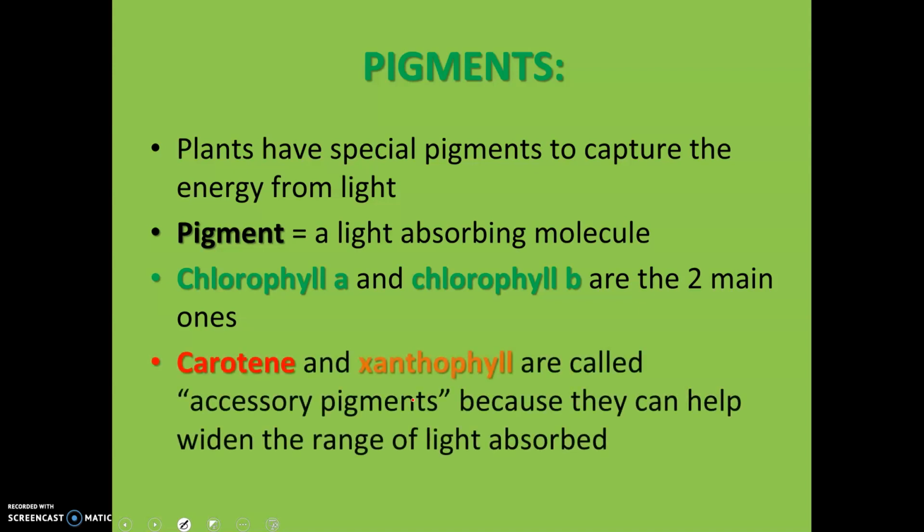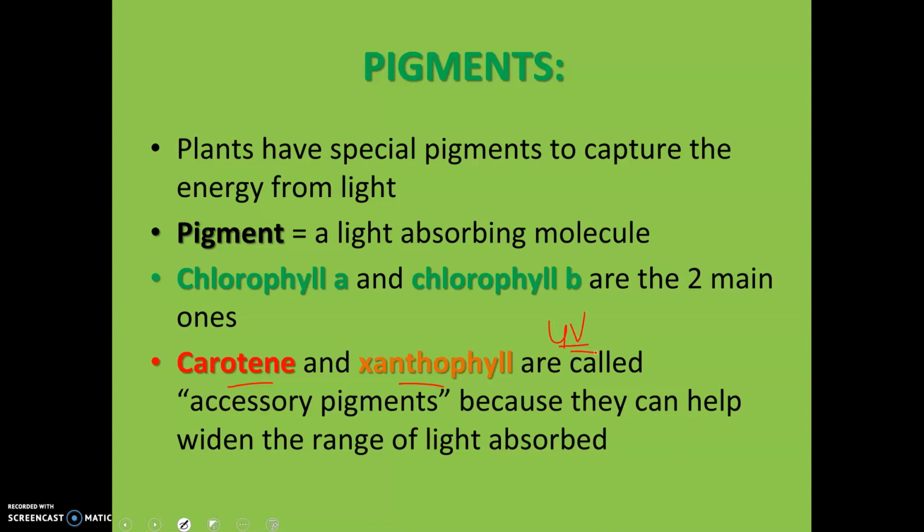Now, there's these other pigments, carotene and xanthophyll. They are red and yellow, and you kind of see them in the fall, like when plants turn colors, but they're actually there all along. They're called accessory pigments. It says they widen the range of light absorbed, but actually one of the main things they do is they protect the plant from UV light, believe it or not.